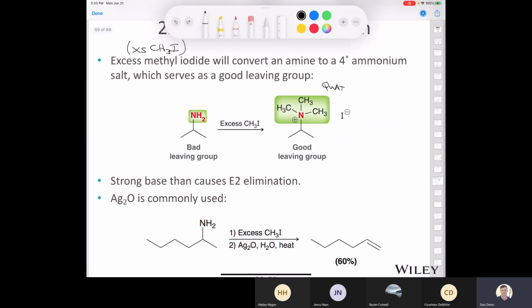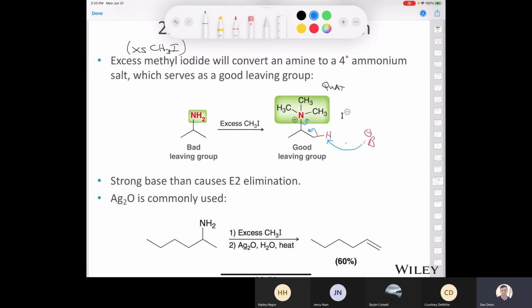and then you've created a good leaving group, haven't you? Right? Think about it. If that gets attacked by a nucleophile, or if you just did an elimination reaction, for example, if you had a strong base come along and rip off this proton, you've got a good leaving group, okay? You're going to lose an amine. That's a good leaving group. So the strong base is going to cause the E2 elimination.